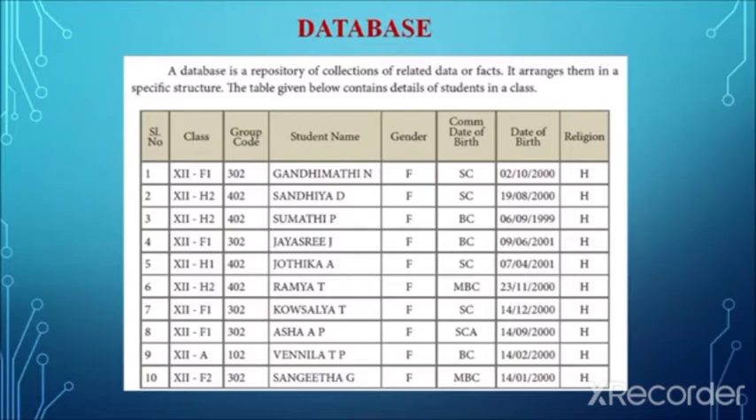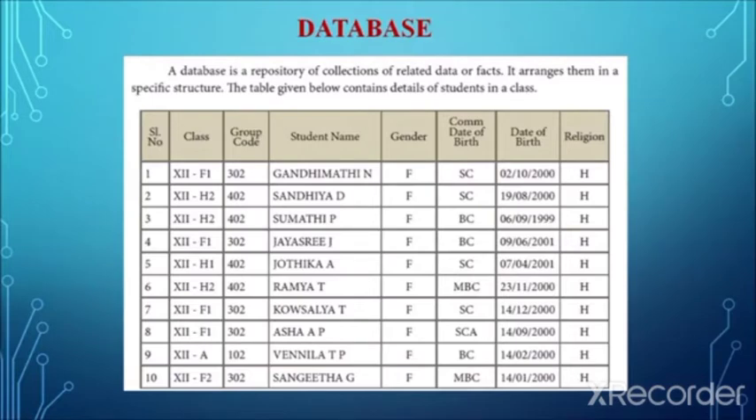That's why the concept called database came. So what is the definition of a database? A database is a repository, a collection of related data or facts, and it arranges them in a specific structure. That is the main thing. These two are the main things. The related data is collected and arranged in a specific structure.